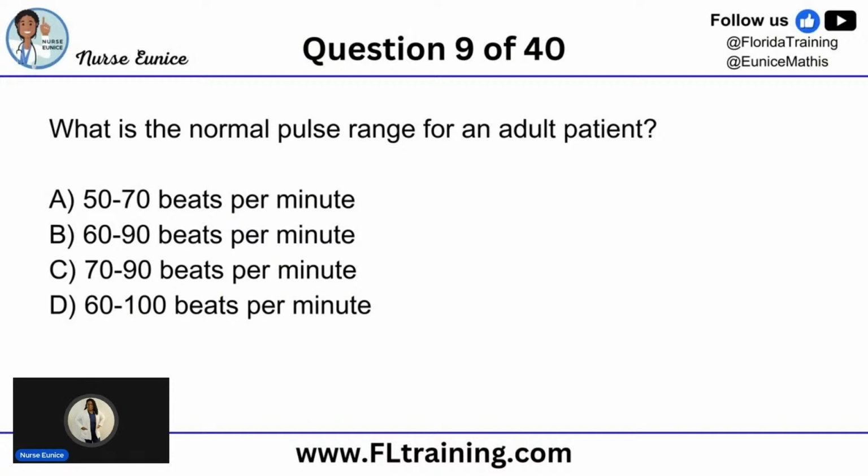Question number 9. What is the normal pulse range for an adult patient? Is it A, 50 to 70 beats per minute, B, 60 to 90 beats per minute, C, 70 to 90 beats per minute, or D, 60 to 100 beats per minute?